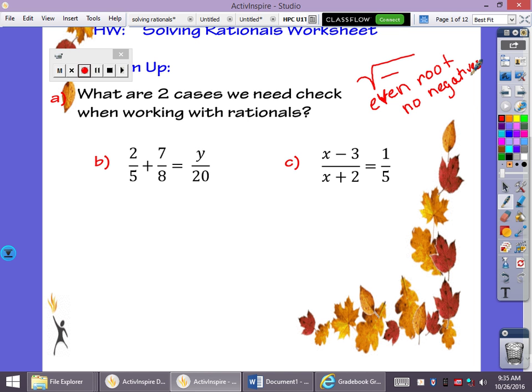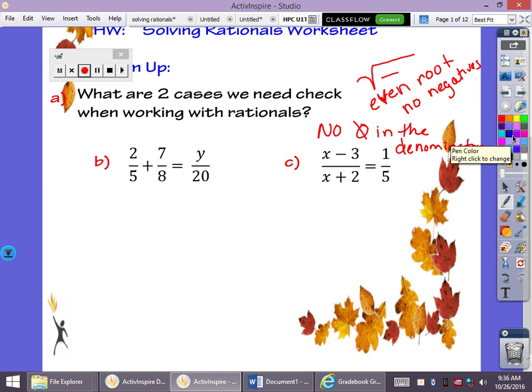What is the other rule that we focused on? Excellent. No zero in the denominator. Awesome. Okay, we are going to use those two rules to make sure that once we solve, we don't have any extraneous solution. All right, looking at the first problem, what do I need to do?